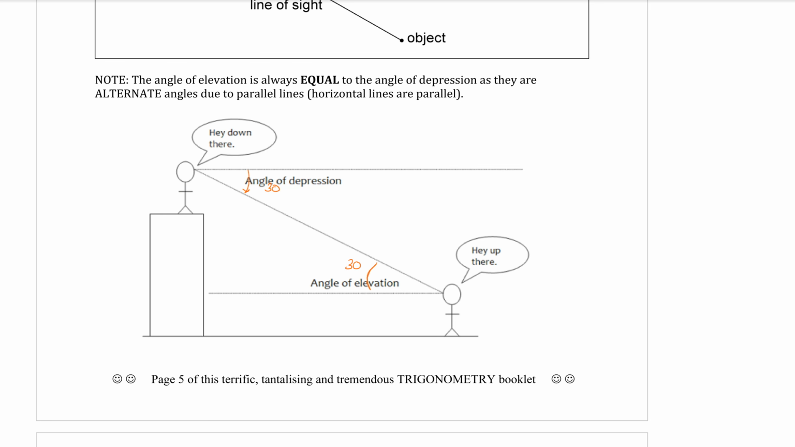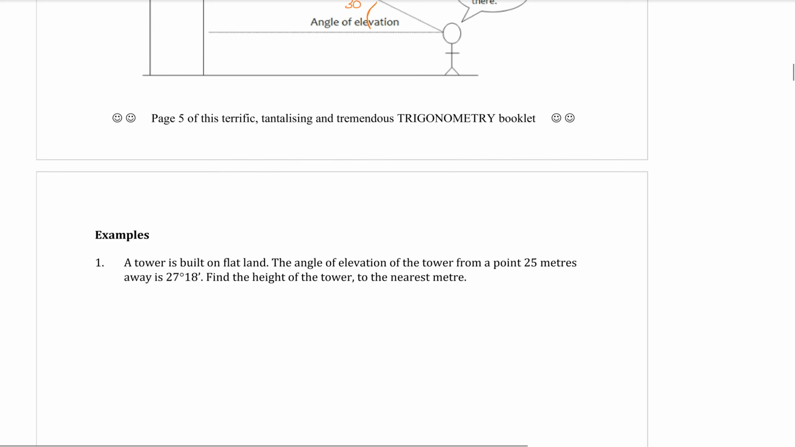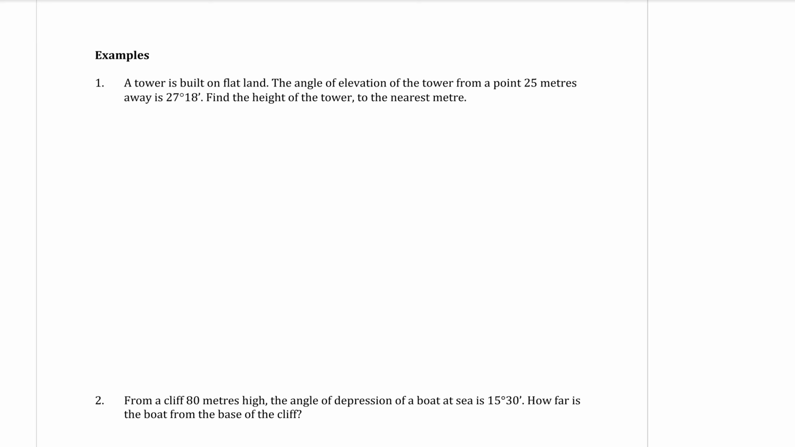On the next page, please. Example number 1. A tower is built on flat land. The angle of elevation of the tower from a point 25 metres away is 27 degrees and 18 minutes. Find the height of the tower to the nearest metre.